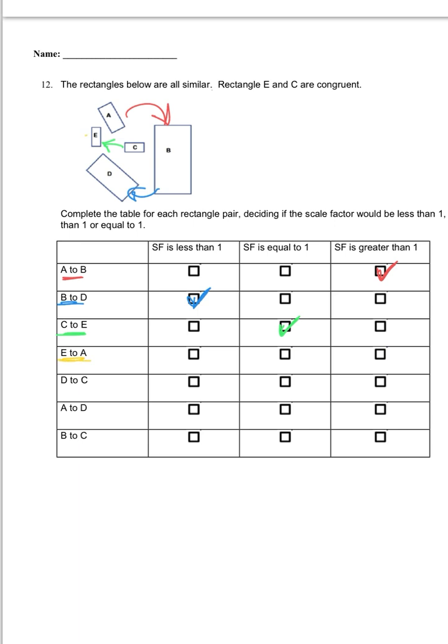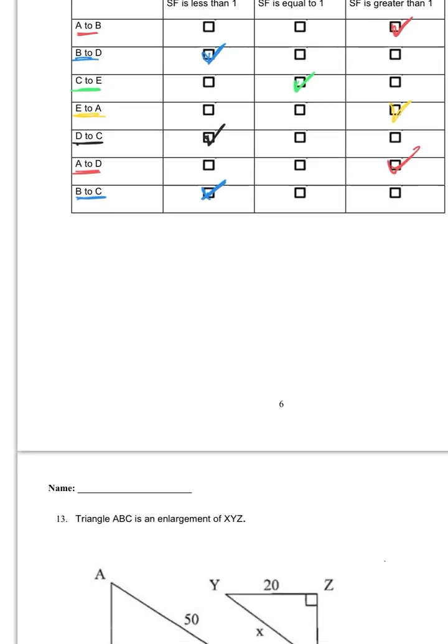E to A, I got bigger, so it's going to be greater than 1. D to C, I got smaller, so it's going to be less than 1. Then A to D, I got bigger, so it's going to be greater than 1. And then finally, B to C, I got definitely smaller, so it's going to be less than 1. That's how you look at those types of questions.